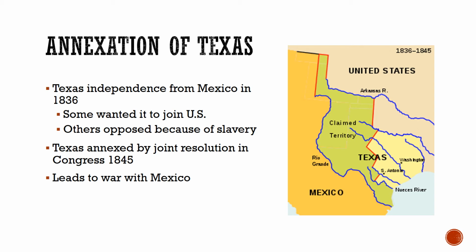But the problem is that Mexico is not willing to let Texas take a huge chunk of their land. So taking a look at this map, the area in the light yellow color is the area that is sort of Texas, although the area in the green is the area that is claimed to be Texas by the Texans. And the problem is that this leads to a war with Mexico. So the Mexican-American War breaks out because of the annexation of Texas.